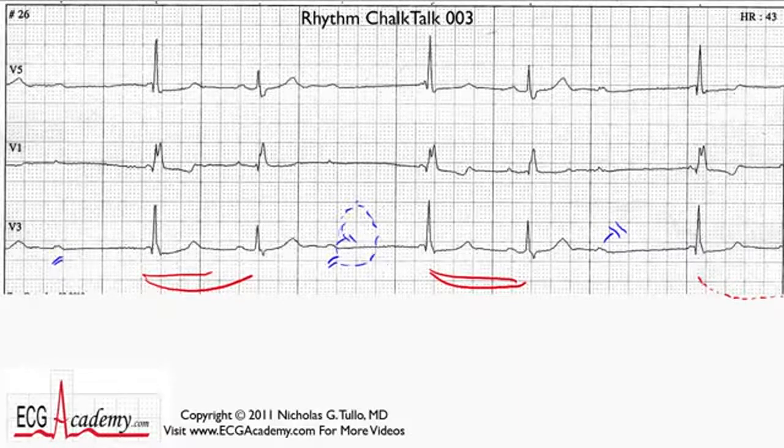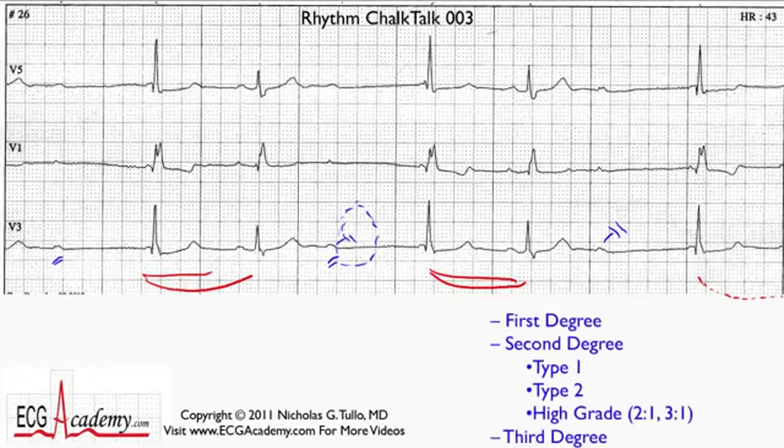And so let's review our classification of AV block. Because a lot of people would look at this and say, well, there's P's and there's QRSs and they're all over the place. Could this be third degree, complete heart block? And the answer is no.